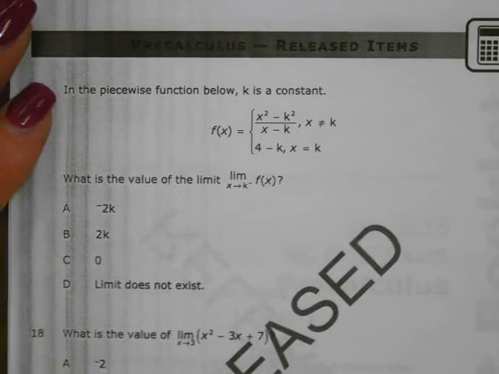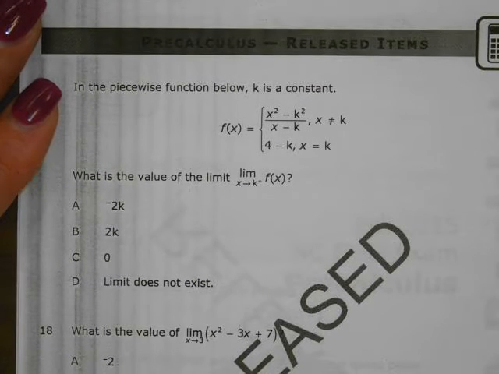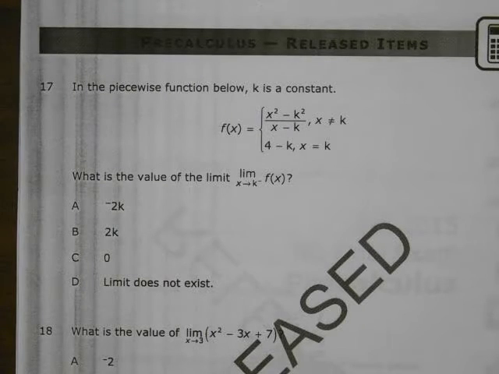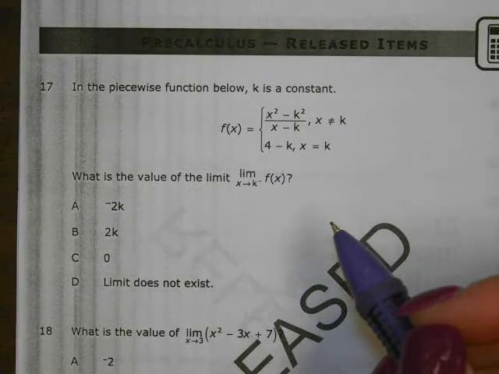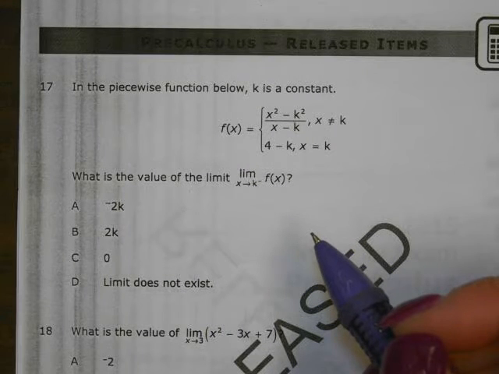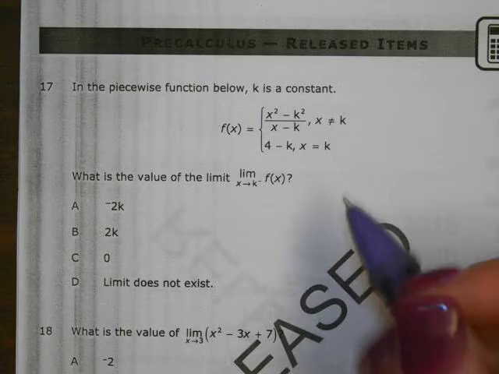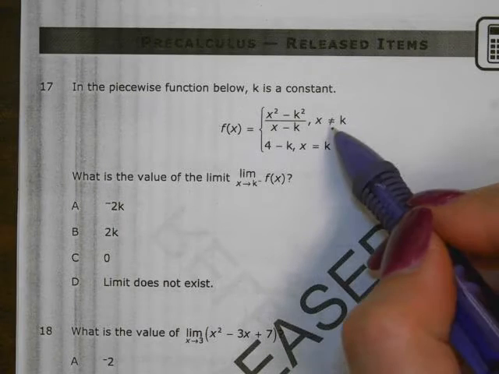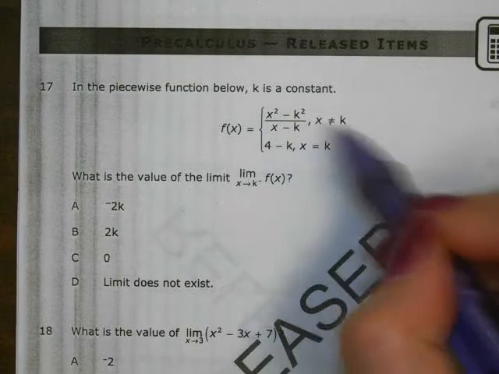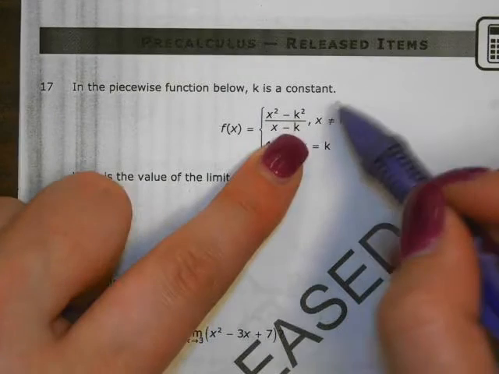All right, number 17. So in the piecewise function, they want to know what the value of the limit is. And this k with the little negative, if you guys remember, it means from the left. So here we have a piecewise function, and the piecewise function says we have this when x does not equal k. And think about this.